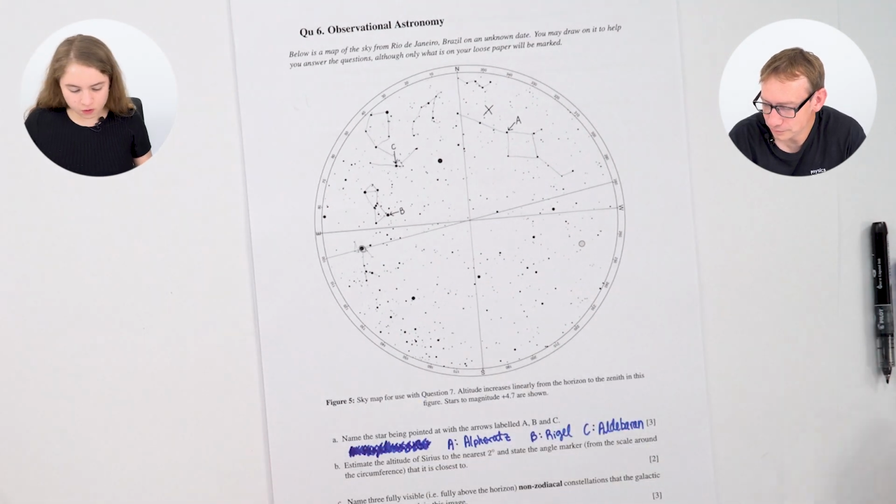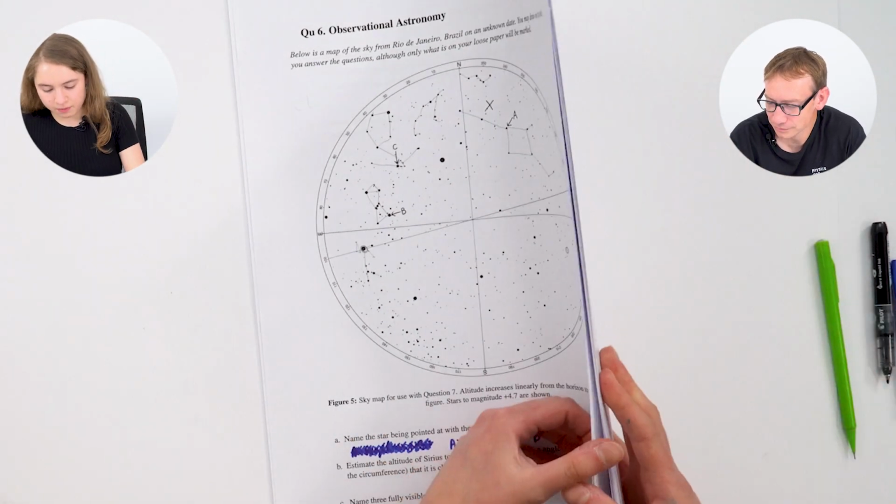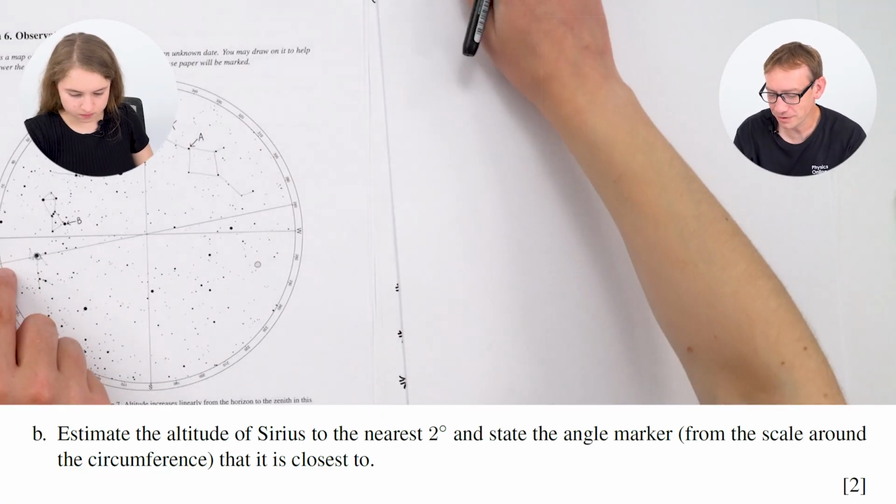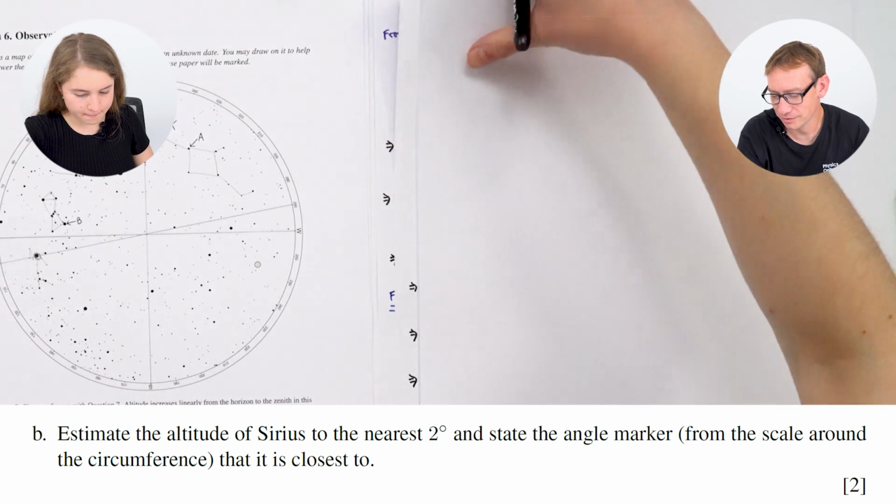And again, this isn't all going to be fun and games and labeling on the star map. We're going to have to do some working out as well. So let's get that out. So what we want to do is we want to measure the length of this whole line. That's 20 centimeters. Yeah. And the distance from the horizon to Sirius is 2.5 centimeters. So you're talking about the distance from the edge? Yeah. Okay.